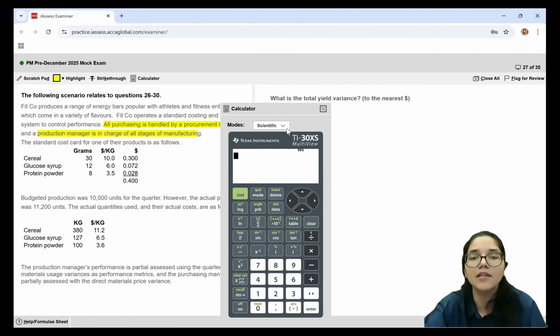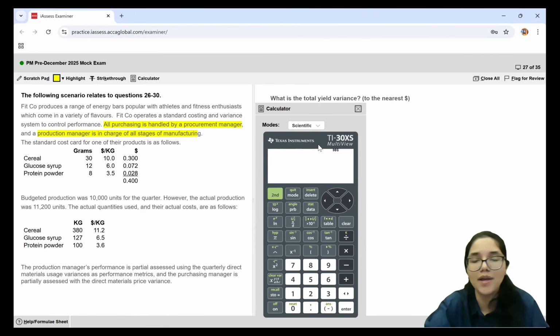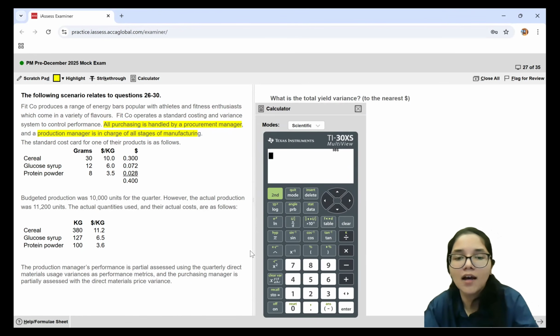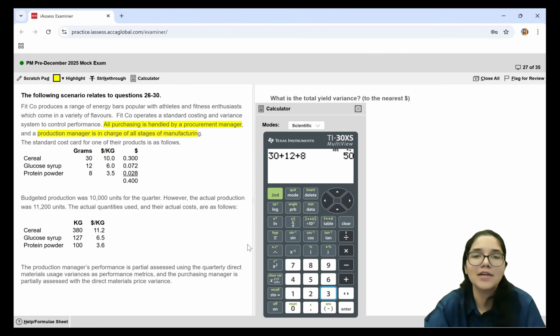So in the yield variance, my objective is to measure how much output has been generated with the given input that I have used. As per the standards, the material that I have used, how many units should that have given me? Or as per the standards, if I wanted to produce 11,200 units, how much raw material I should have used? Let's calculate that. The total material which should be put is 30, 12 and 8. That means 50 grams should be sufficient to produce one protein bar.